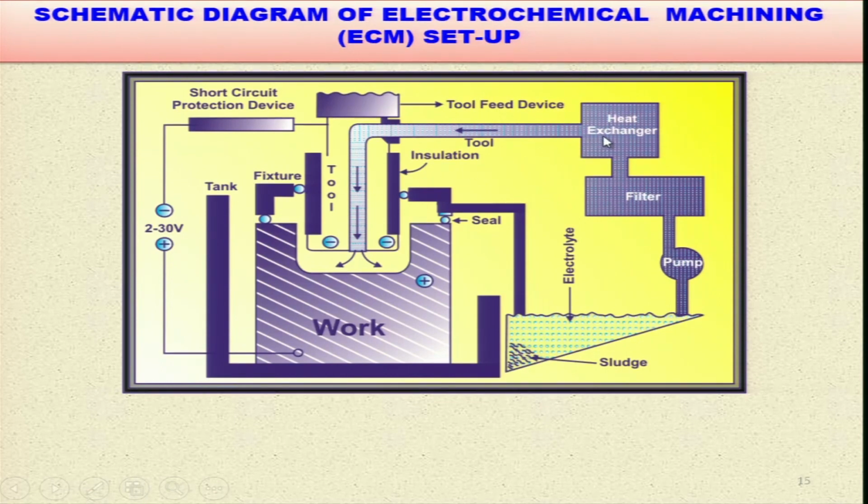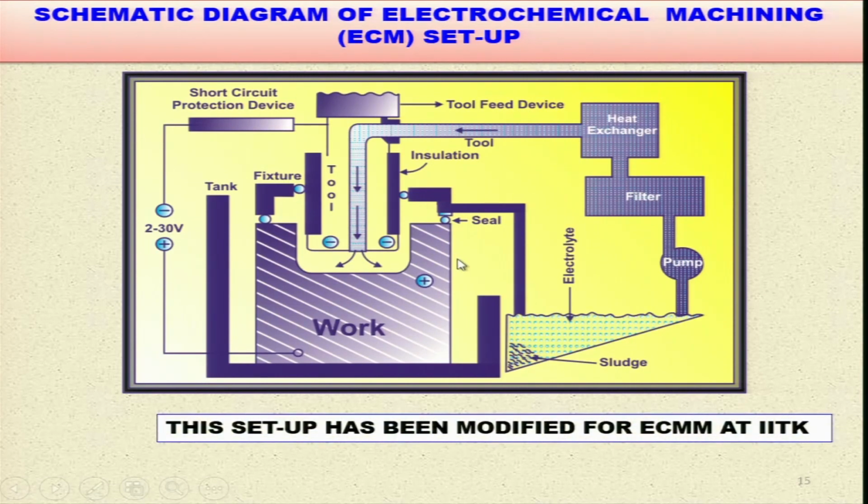Here you have the heat exchanger. I have already mentioned that the temperature of the electrolyte is very important, so it should be maintained. A filter is there because this is the used electrolyte, so we should treat it properly before recirculating it. You can see sludge is resting at the bottom, but the electrolyte after pumping, you are filtering it properly, then the temperature is brought to the desired temperature, and then it is supplied over here in the inter-electrode gap. This setup has been modified for ECMM at IIT Kanpur, that we will see later.